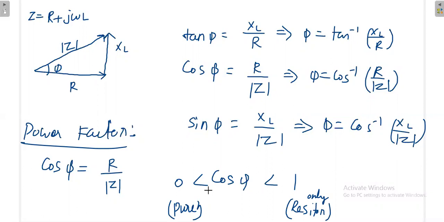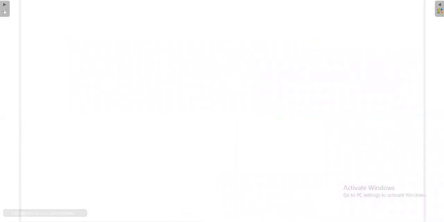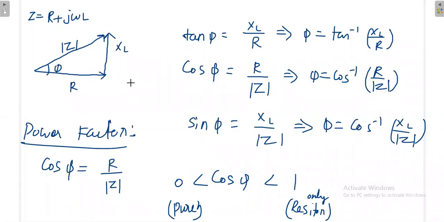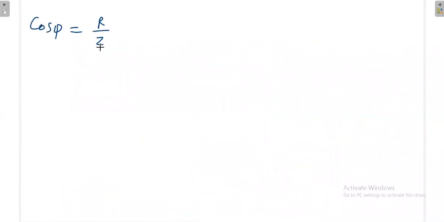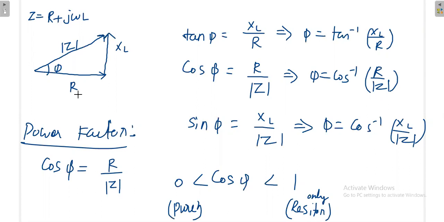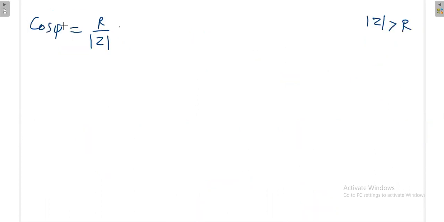Now I'll tell you a realistic idea here. Again, cos phi is equal to R divided by mod Z. You know one thing: mod Z is definitely greater than R, because if you observe this triangle, mod Z is the hypotenuse and has to be greater than R. Then this value is going to be less than 1. Suppose the answer is coming as 0.8.